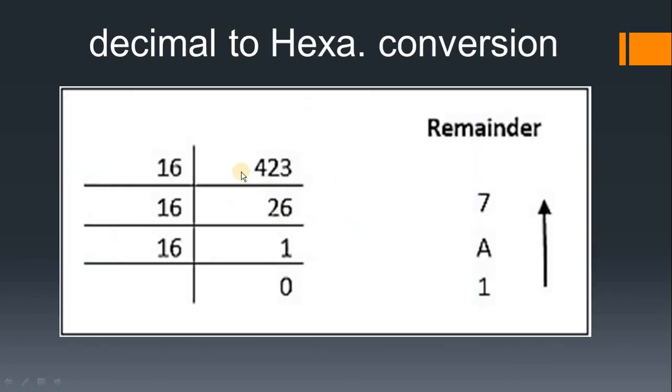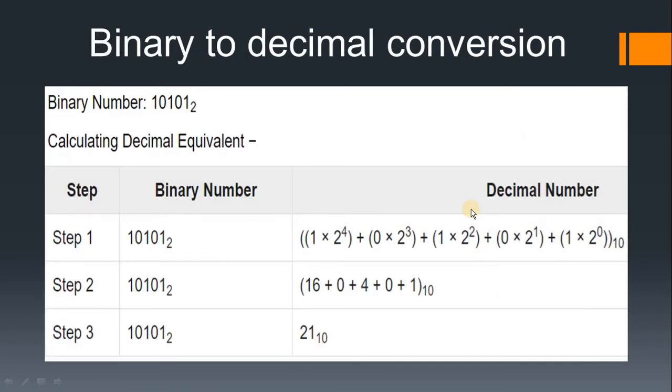Next is hexadecimal. You have to divide with the base of hexadecimal, that is 16. The quotient will be 26. Again you divide, the quotient will be 1. And here this is the smaller number, so write 0. The 1 will be shifted here. So here these are the remainders. You have to count from the bottom side, so 1A7 is your hexadecimal number.